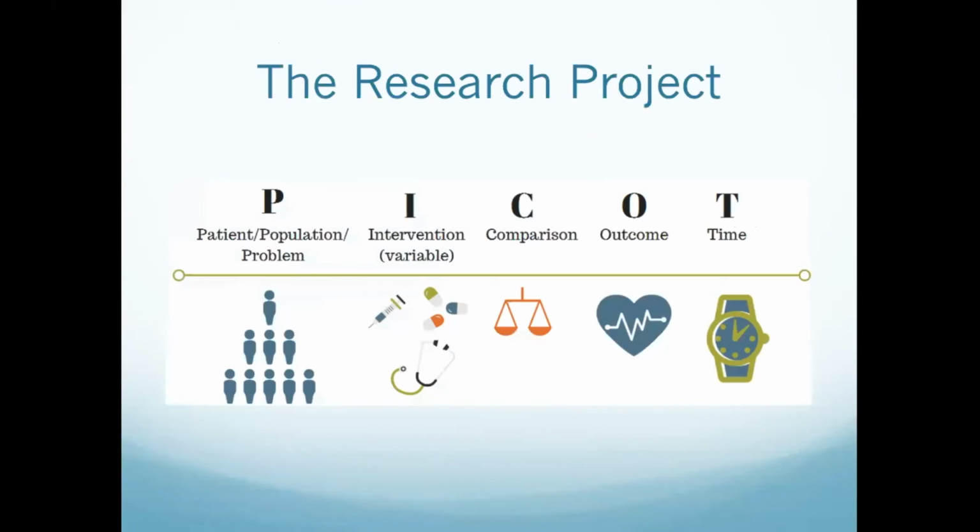One of the easy ways to assess the methodology is using the PICOT criteria. Earlier, I told you about the FINER criteria to get the research question. But for the methodology, you use the PICOT criteria, which is P for patient, population or problem, I for the intervention, C for the comparison, O for outcome, and T for time.